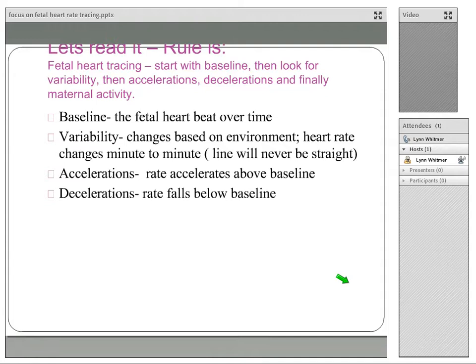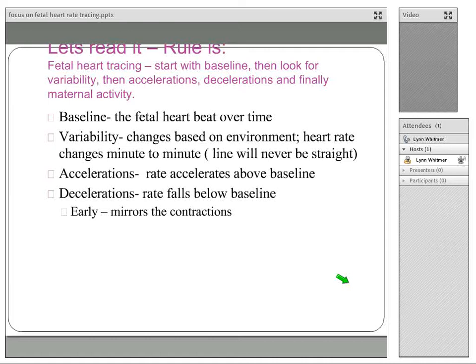Okay, early. Early mirrors the contraction. We'll have some more explanation for that. So an early deceleration is one that represents head compression. As the baby's head is being squeezed, as we're getting closer to the delivery of the baby, it causes a vagal response, and that vagal response mirrors the contractions. So as the uterus is contracting, causing that little bit of hypoxia, the head is being squeezed, causing a vagal response. So when the contraction goes away, the deceleration goes away. So what you should see is the deceleration begin as the contraction begins, and the deceleration goes away as the contraction ends. Therefore, the deceleration will mirror the contraction. It is called a head compression. So early decelerations are head compression.